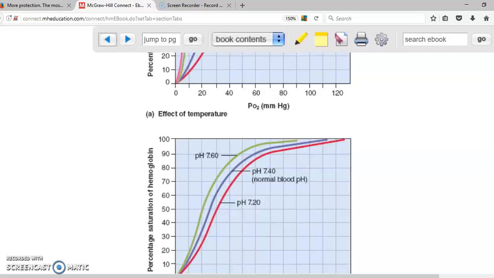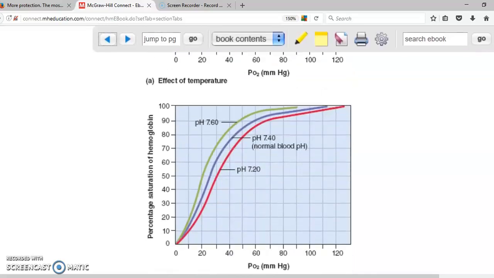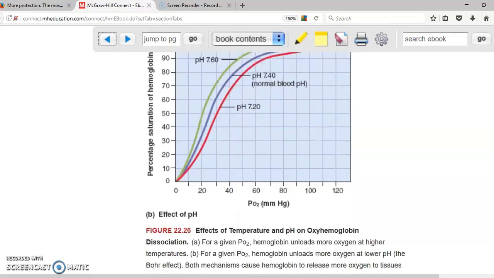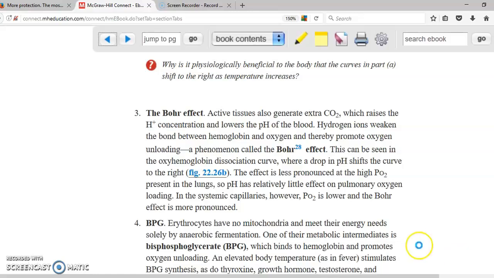So we keep scrolling down. Another thing is pH. Same concept. Low pH right here is going to make you release more oxygen into the tissues. If we scroll down, the Bohr effect, that's what I just mentioned. Carbon dioxide controls hydrogen. Hydrogen determines pH. So if you lower the pH, your body knows that it needs to release more oxygen to that particular tissue. That's what this is, and this is actually called the Bohr effect.